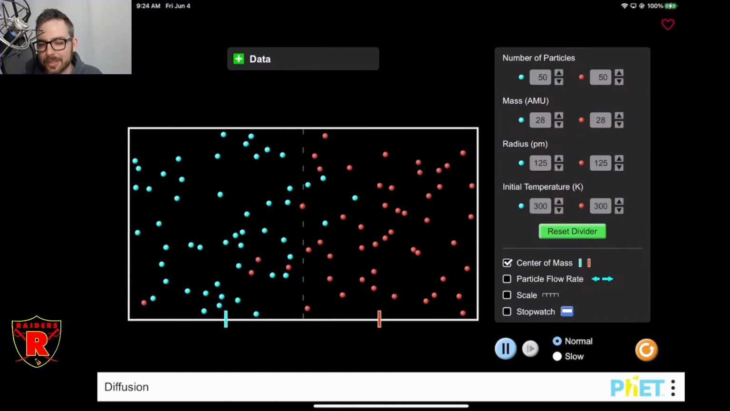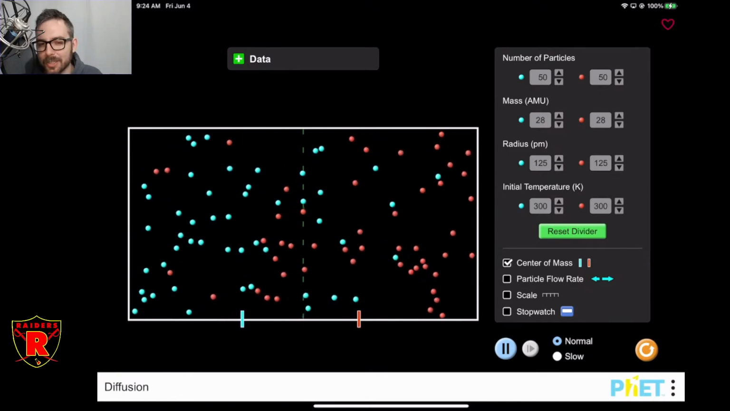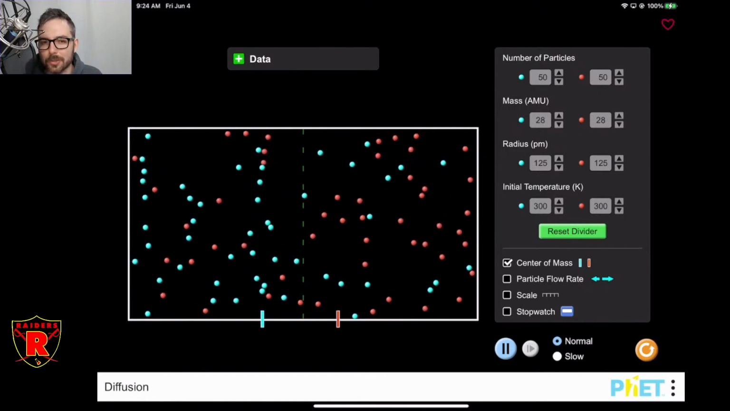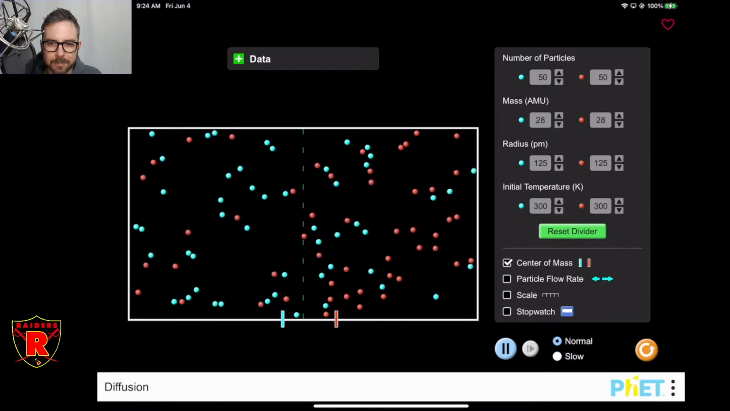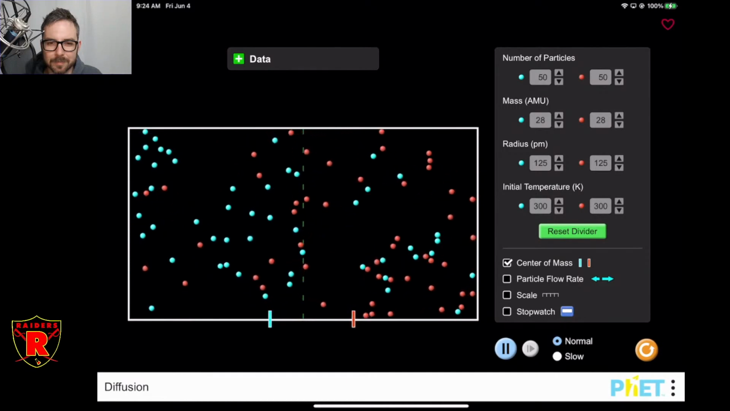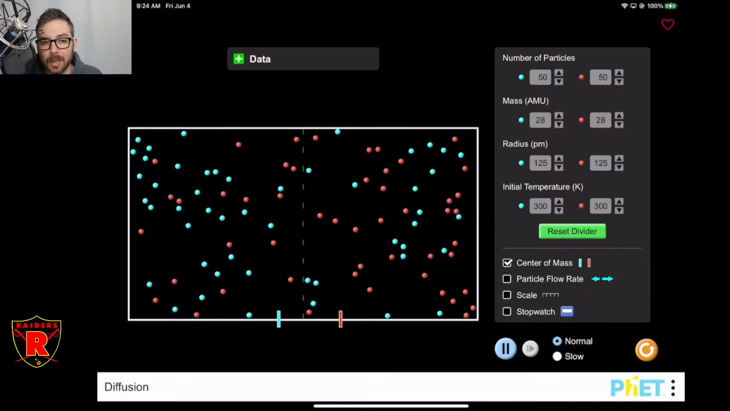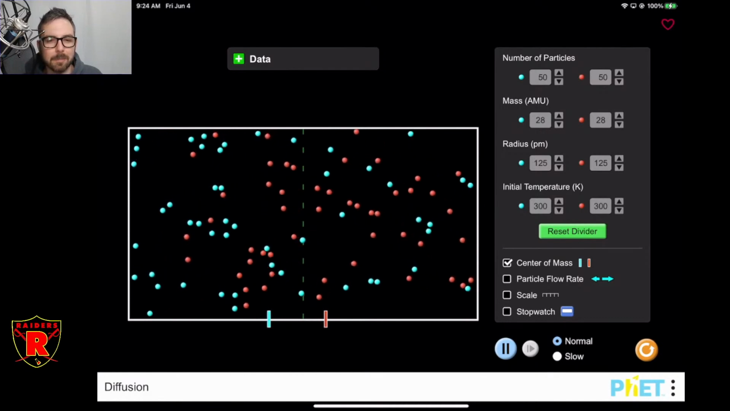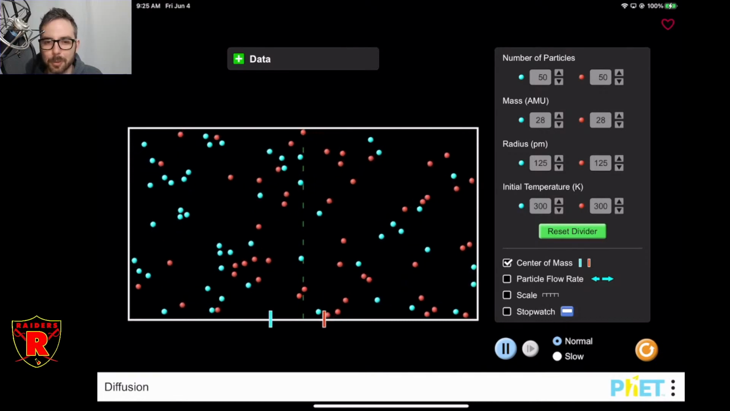Okay, as you're watching this, it's a little bit difficult to see what's going on, but if you watch the center of mass indicators, they're going to tell you where basically the middle of those particles are for the red and the blue ones. And again, keep in mind that all these particles are doing is just bumping into each other. There's no pressure making them do anything here. They're just bumping into each other as they naturally would.